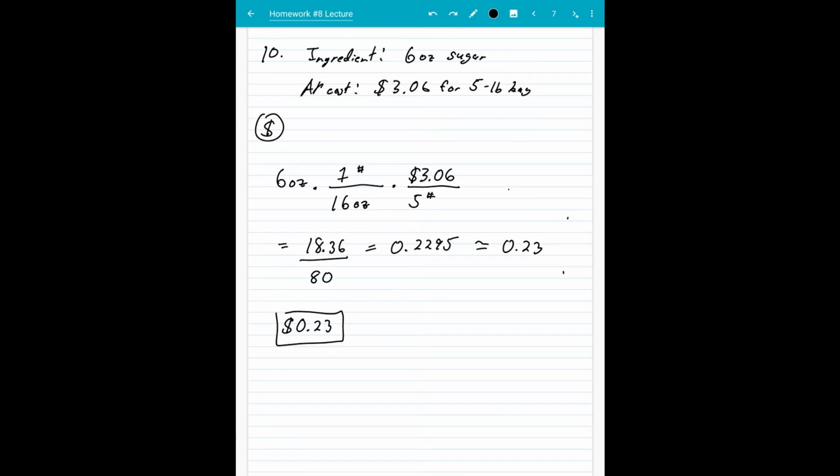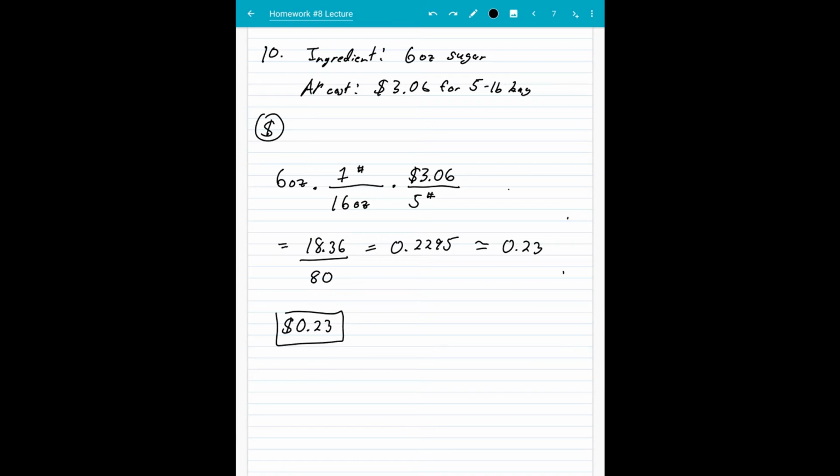And again, that's the weight. That isn't the volume. I would have put fluid ounces if it was liquid volume. Here it's the weight. So 6 ounces of granulated sugar costs us 23 cents. So that's basically the scheme of things, or how to do those type of problems. But I've got a different thing to add on top of that.